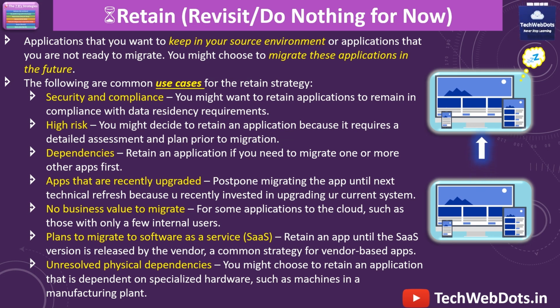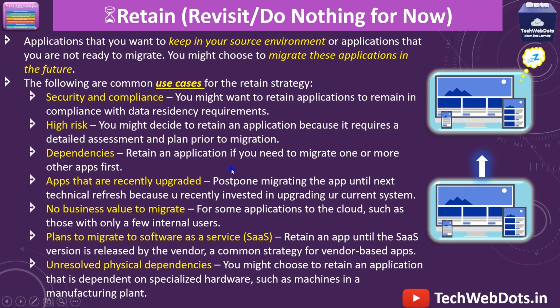Okay, so the reasons, or the use cases, can be security and compliance. Again, you might want to retain an application to remain in compliance with data residency requirements. If you know about the GDPR, if we are working for a bank, the bank definitely doesn't want to move their data from their on-prem environment to the cloud. They must want the client data on their on-prem server with their security standards. The second is high risk: you might decide to retain an application because it requires a detailed assessment and plan prior to migration.